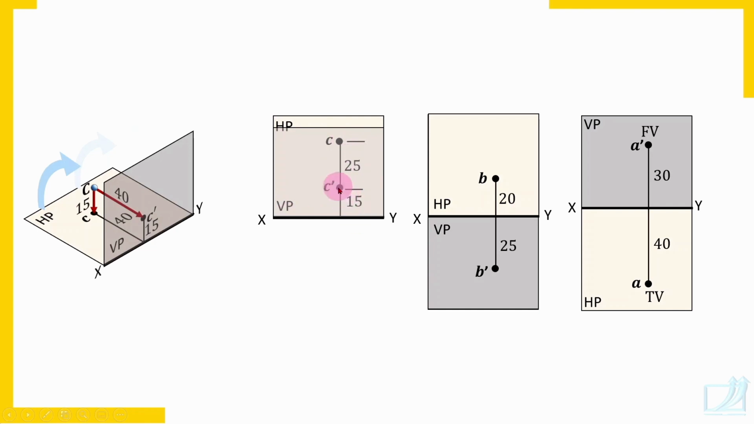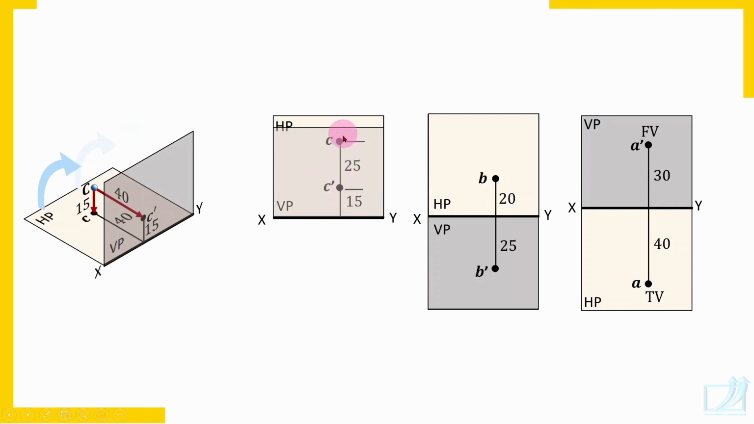Now front view gives distance from HP. So what is distance of point C from HP? 15 millimeters above HP. This is point C we are talking about. From drawing it is clear that point C is 15 millimeters above HP, and it is 15 plus 25, that is 40 millimeters. So point C is 40 millimeters behind VP.